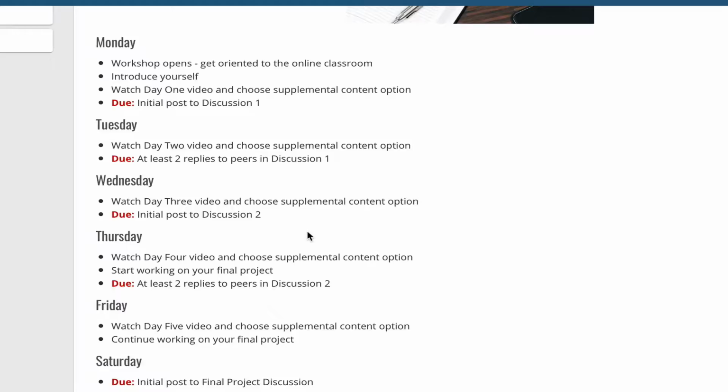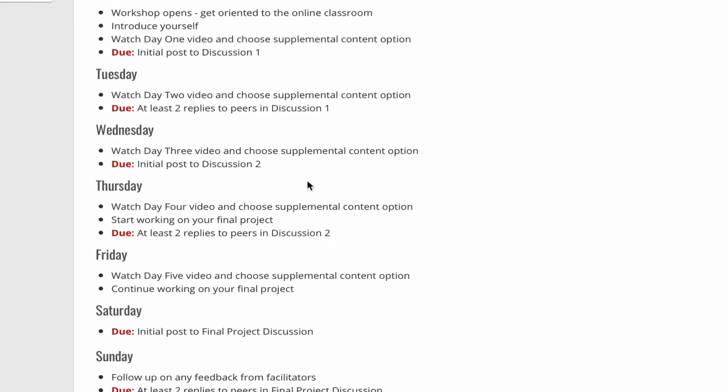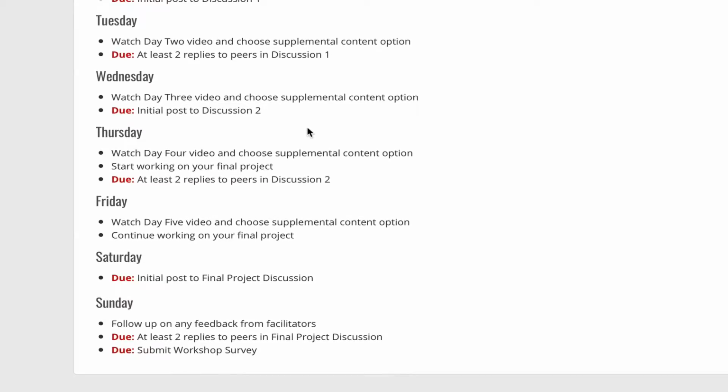board number one. And on Tuesday, you're going to watch the day two video and choose the supplemental content options there and post your replies or your comments to your peers for discussion one. Wednesday, repeat the process of Monday, watch the day three video, choose supplemental options, and post to discussion two. So you can read the rest of this as you go forward here.